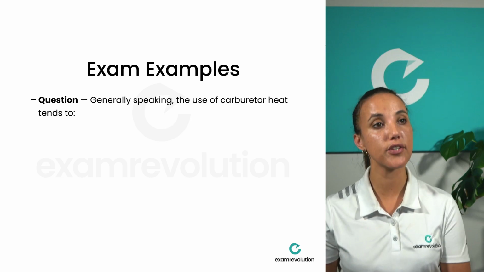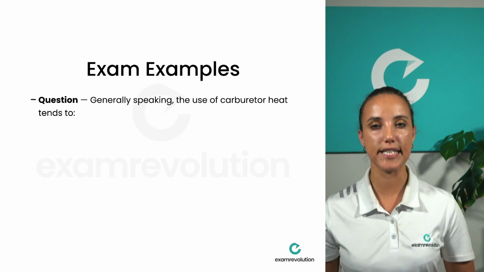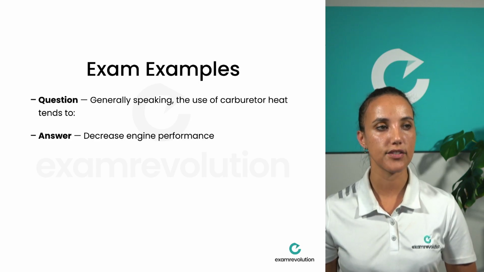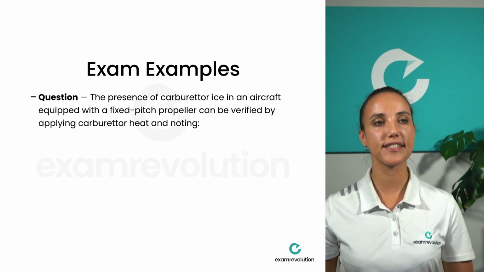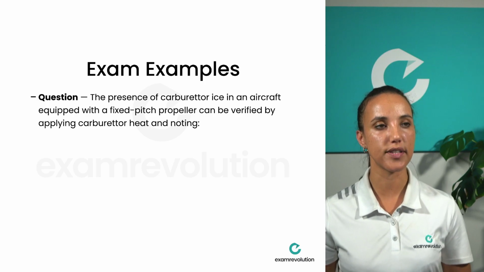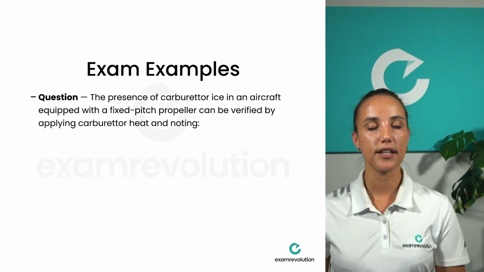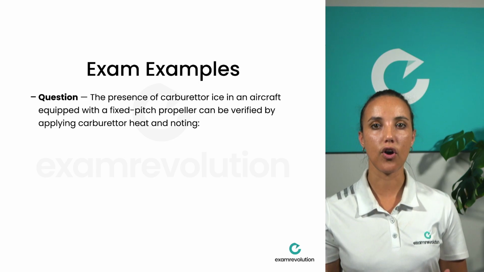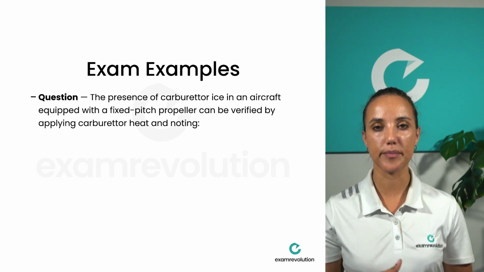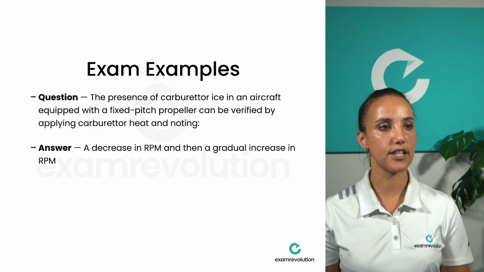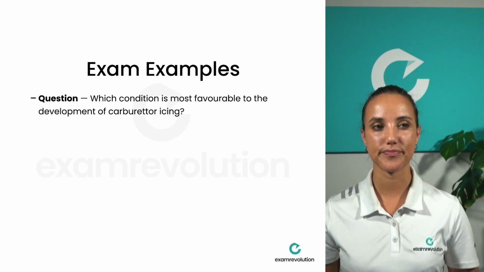Then the next question is, generally speaking, the use of carburetor heat tends to, and this answer should be to decrease your engine power. So the answer is decrease engine performance. Then the next question is, the presence of carburetor ice in an aircraft equipped with a fixed pitch propeller can be verified by applying carburetor heat and noting. So you should see a large decrease in the RPM, have a rough running engine, and then after a while, once it gets better, the RPM should increase. The answer they're looking for is a decrease in RPM and then a gradual increase in the RPM.